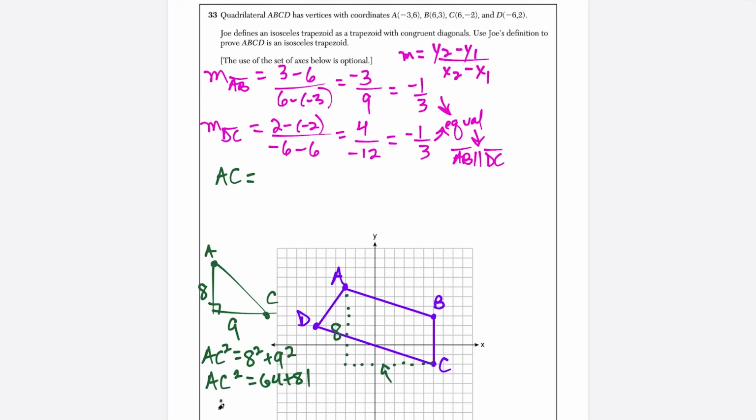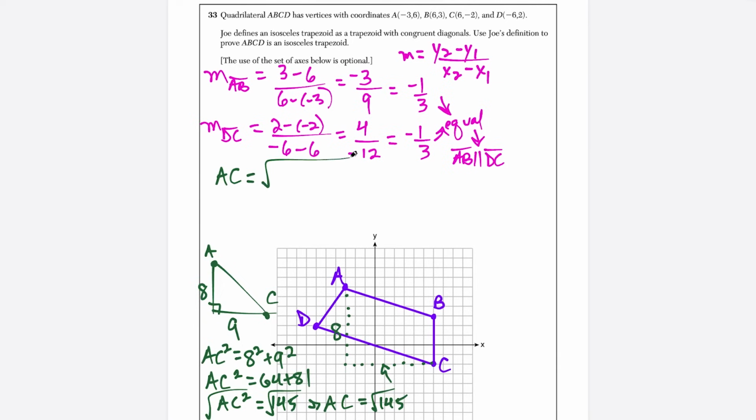And now we work this out. We have AC squared is equal to 145. So I take the square root of both sides, and that tells us that AC is equal to the square root of 145. Okay, so this is the triangle that we're going to use.